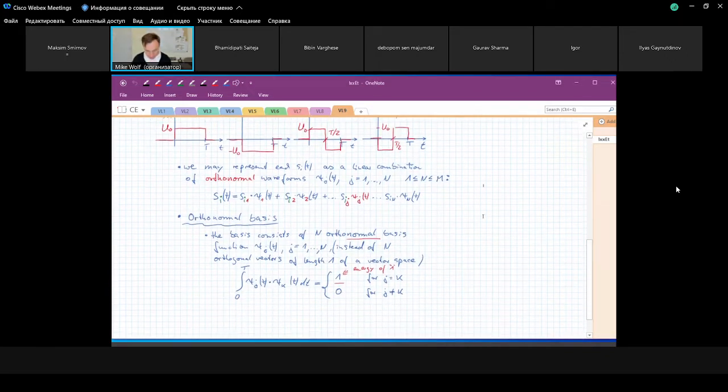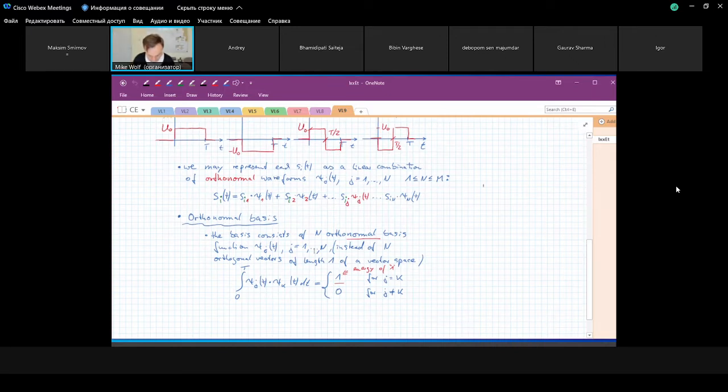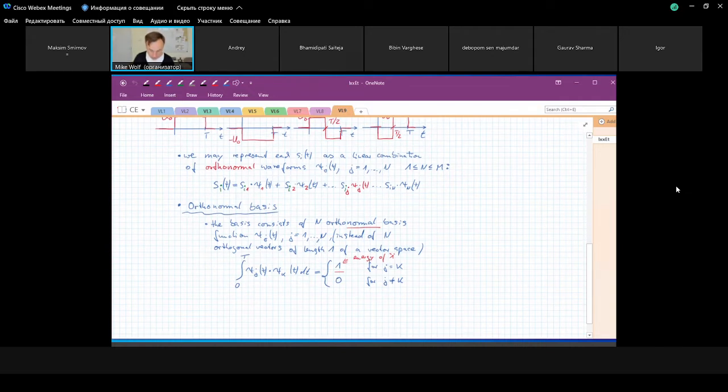Okay, so it's here. And we said, okay, we can represent the signals, let's say 4 signals, by means of a weighting of orthonormal waveforms. And these orthonormal waveforms basically correspond to the unit vectors which you know from the Euclidean vector space. So, and these orthonormal basis functions need to have 2 basic characteristics.